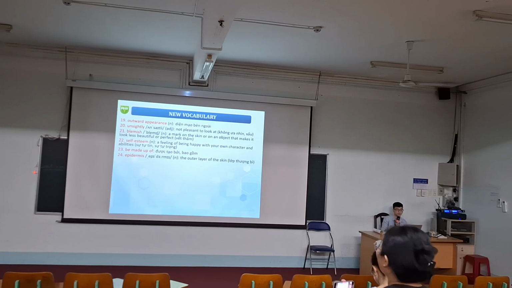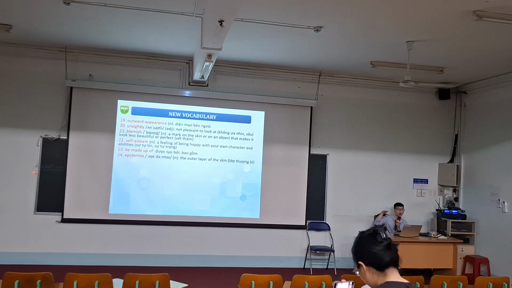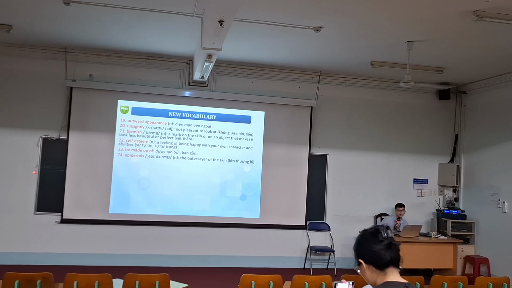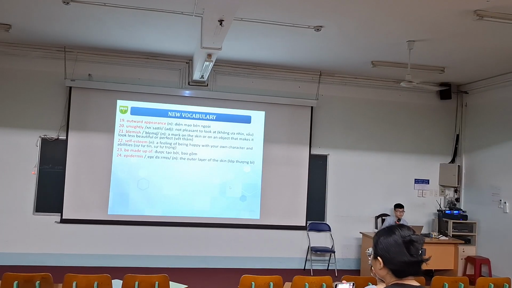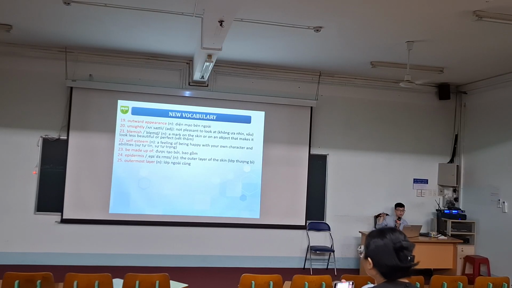The layer of the skin, okay? This is a medical term. Epi means outside, the outer things. The root derm means skin layer. So epidermis is the outer layer of the skin. Outermost layer, right? The outermost layer of the skin is called epidermis.